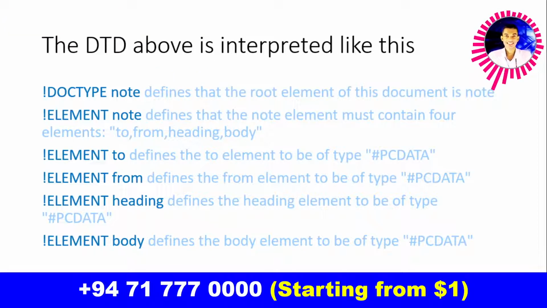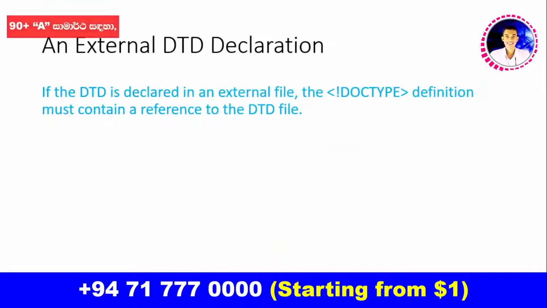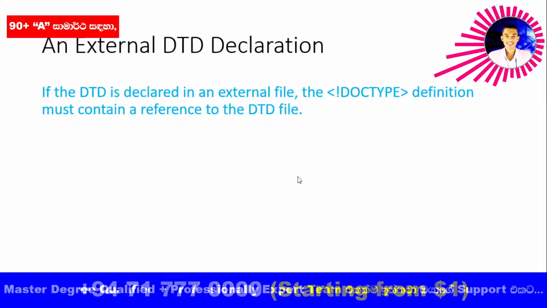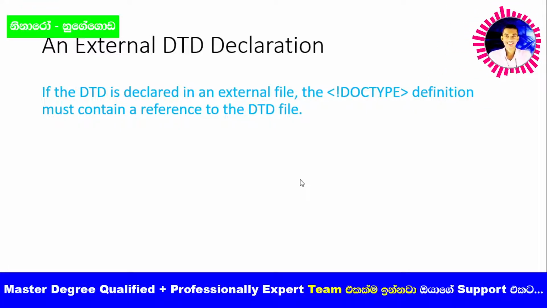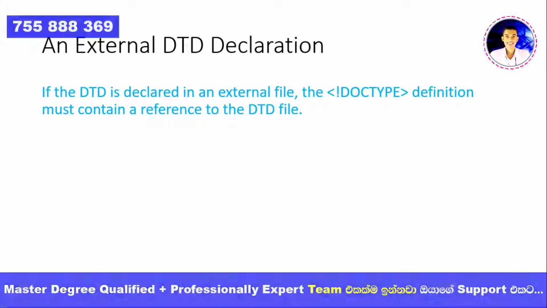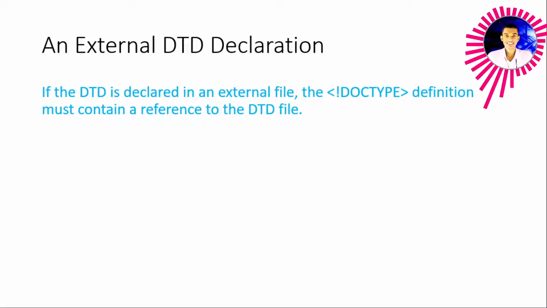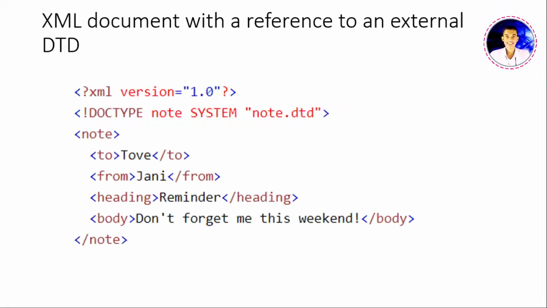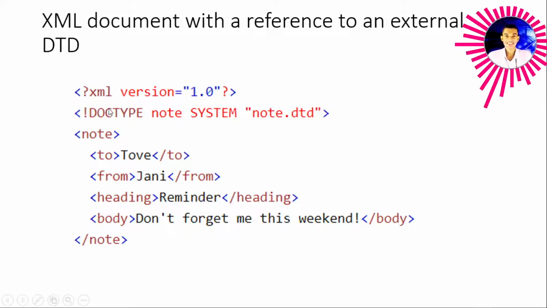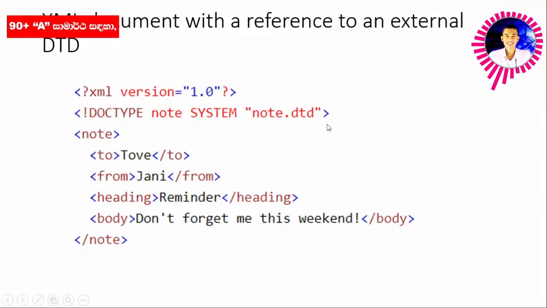Next one is the external DTD declaration. If the DTD is declared in an external file, the DOCTYPE definition must contain a reference to the DTD file, just like embedding an external CSS file. Here we can find an example: DOCTYPE note SYSTEM note.dtd. This is the external reference.